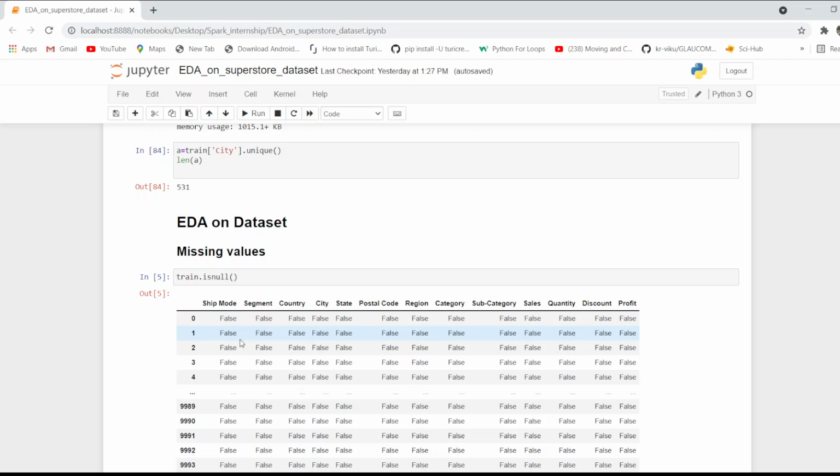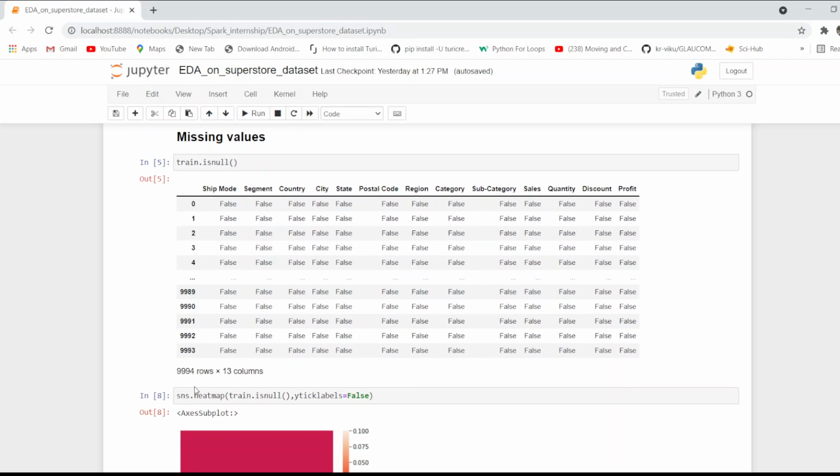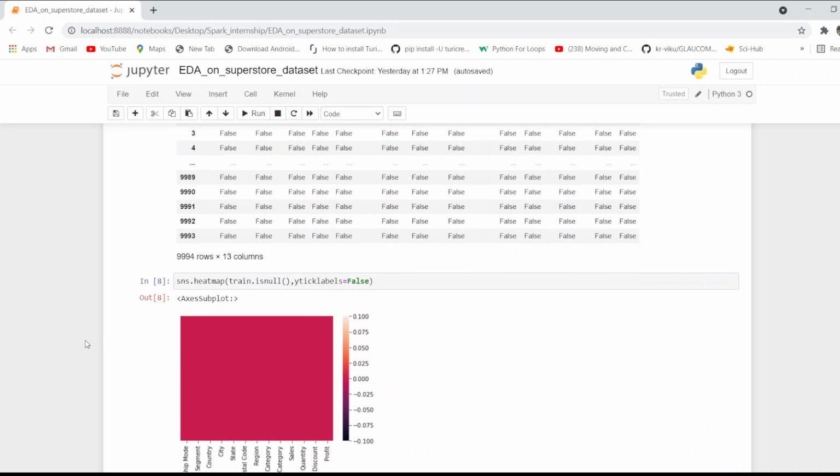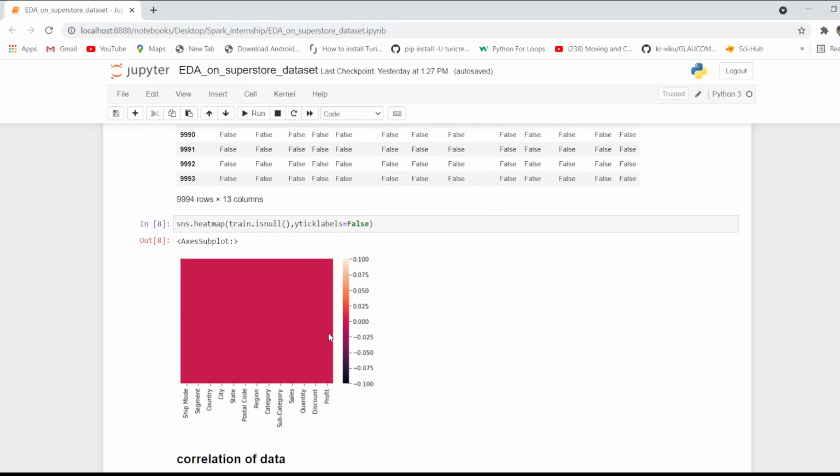Then I have to find the missing values present in the dataset. I have used the .isnull command to find out if there is any missing value present in it. I cannot completely see whether there is any missing value, so I have used the heat map command. You can see the heat map is quite clear. There is no spike in it. That means it's a quite clean data set.